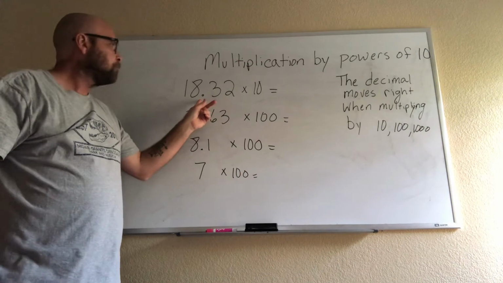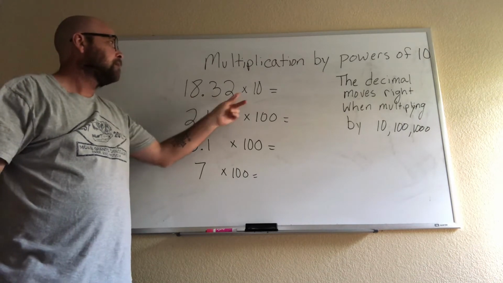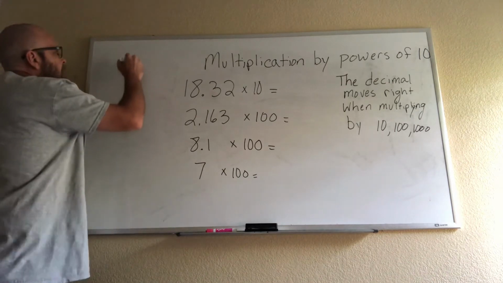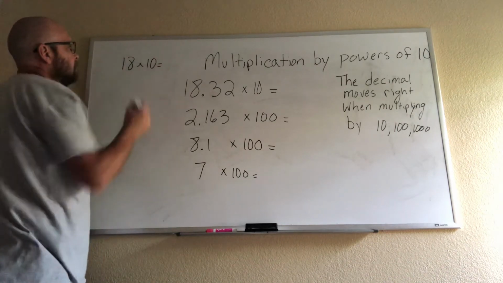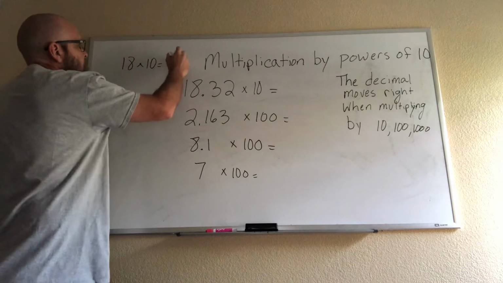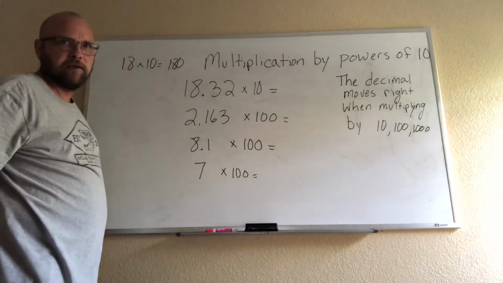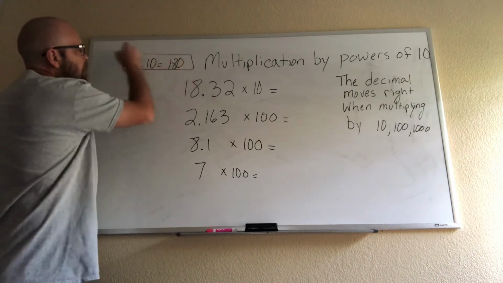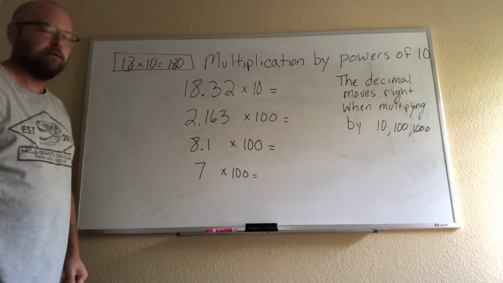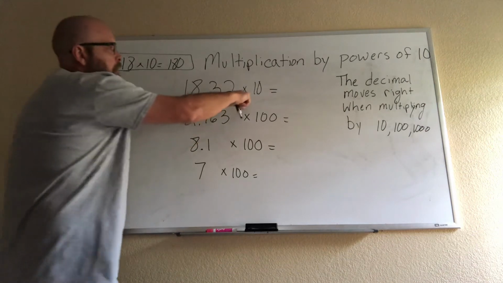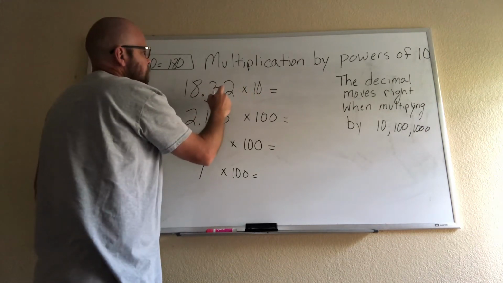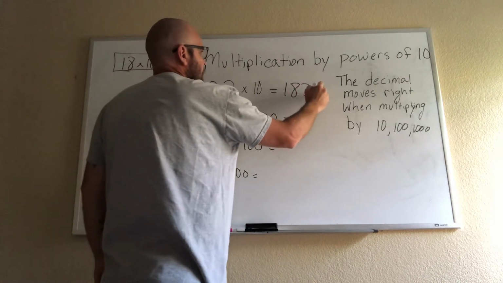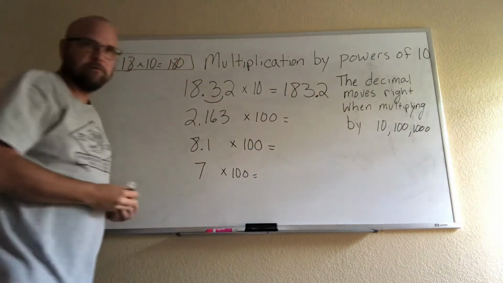Now in this problem, we have 18 and 32 hundredths times 10. Doing an estimation, if I did 18 times 10, then my answer would be 180. Easy peasy, raw chicken squeezy. So my answer needs to be somewhere near 180. I'm multiplying by 10, which means my decimal point goes to the right once. This number then becomes 183 and 2/10.